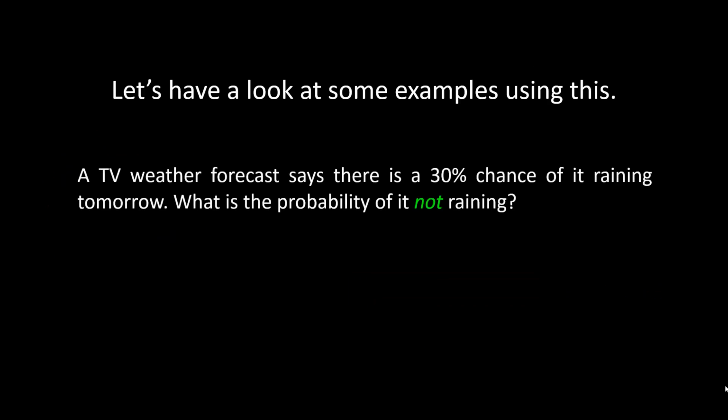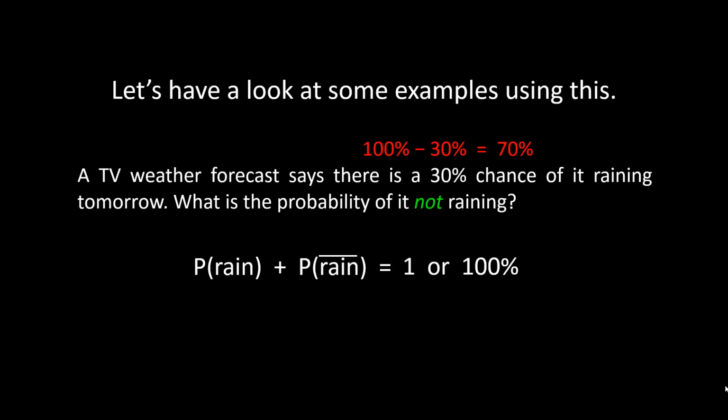Okay. Now let's have a look at an example then. The TV weather forecast says there's a 30% chance of it raining. What's the probability of it not raining? Well, we know the probability of it raining plus the probability of it not raining is going to be 1 or 100%. So 100% take away 30% is 70%, and the probability of it not raining is 70%. And you probably knew that straight away as soon as you saw 30% come up on the screen.